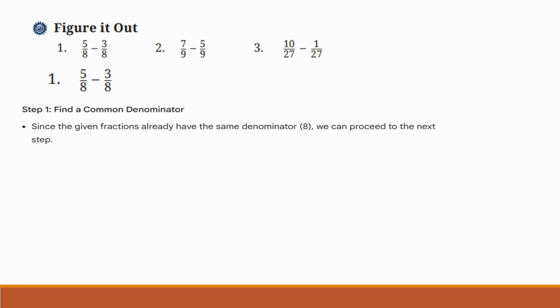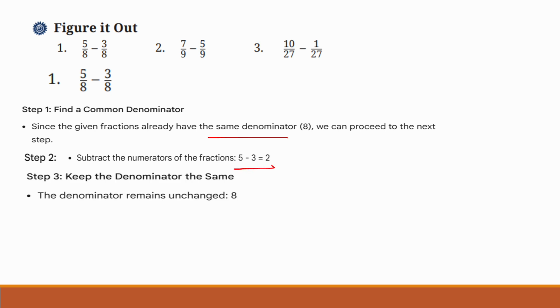First we have to find a common denominator. Since the given fractions already have the same denominator, which is 8, we can proceed to the next step. Subtract the numerators of the fractions. Which are the numerators? 5 and 3. 5 minus 3 is 2. Then third step, keep the denominator the same. The denominator remains unchanged as 8. Now the fraction becomes 2 by 8.